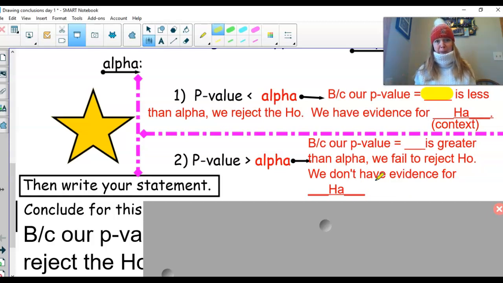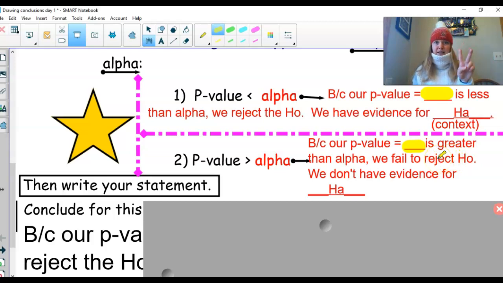Okay, hopefully you're back. When our p-value is greater than alpha, we say because our p-value is, whatever it is, greater than alpha, we fail to reject the null hypothesis. That means we can't reject it. So in statistics, we say we fail to reject that null hypothesis.